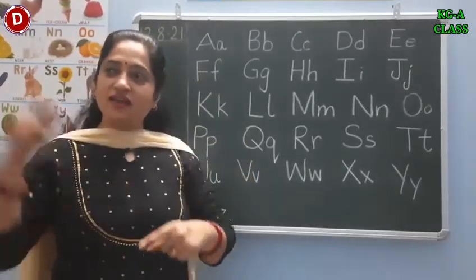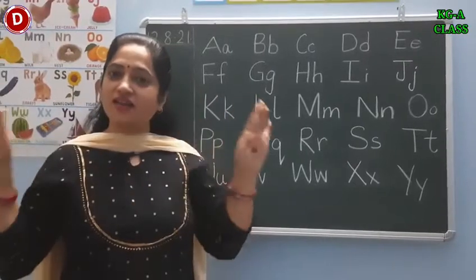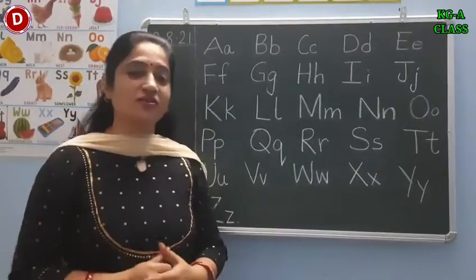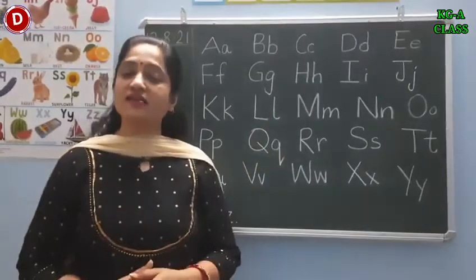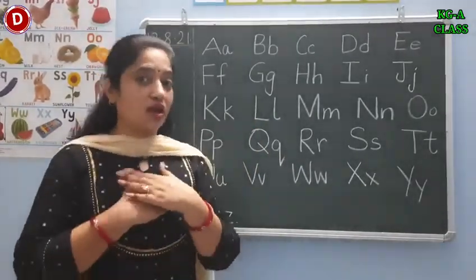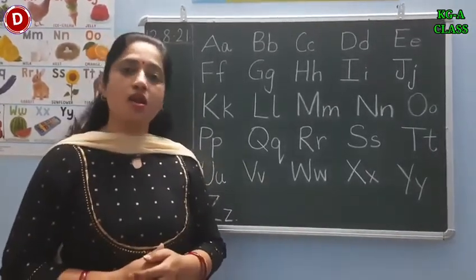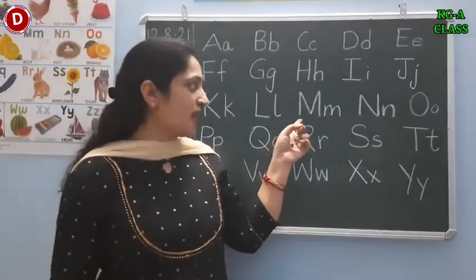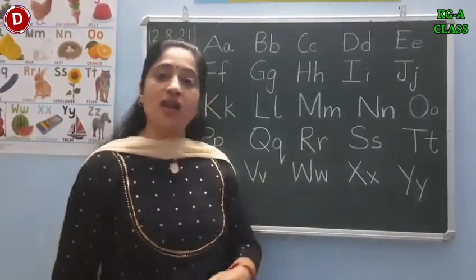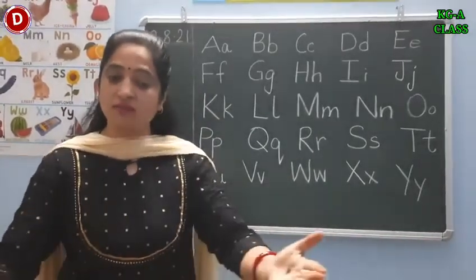Kites are flying in the sky. K, k, k. Kites are flying in the sky. K, k, k. So K says K. Now comes L. Capital L and small l. L says L. We lick a lollipop. We lick a lollipop. Now comes M. This is capital M and this is small m. M says m. The mom and the dad make many meals.